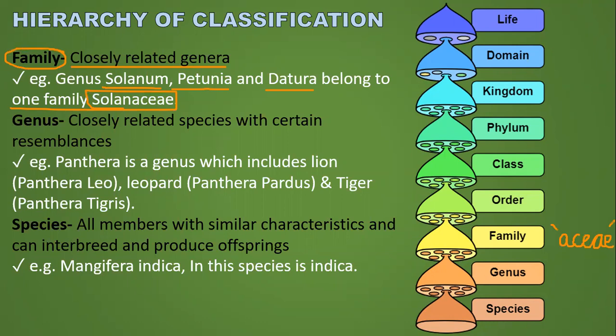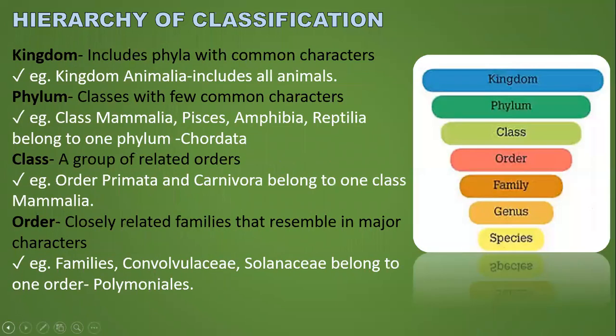Acea, Solanaceae, Fabaceae, Liliaceae, Brassicaceae, all those things. So when a name ends with aceae, you have to identify that as the family. So a group of families will together form the order, right? So we'll discuss the order now.